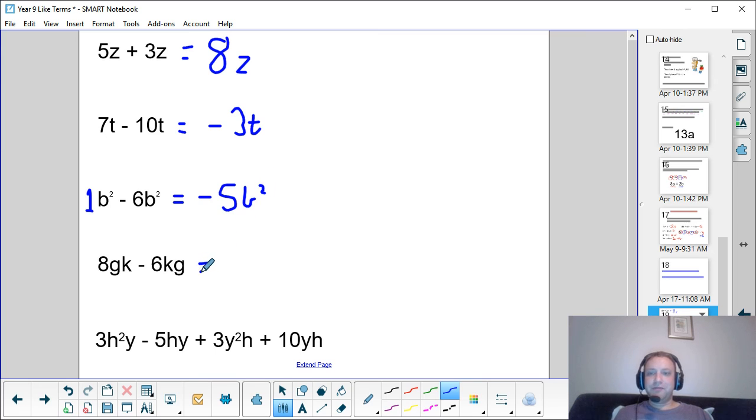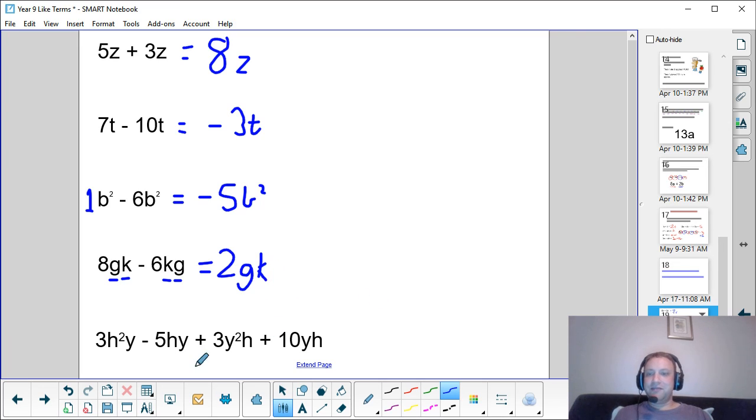All right, in this example, again, we've got like terms. They're just written differently. Both of these terms have a g and a k inside them. Okay, just they're in the wrong order. We prefer to write things in alphabetical order if we can, so when we write our answer, we will. But because we've identified that they are like terms, 8 take away 6 is pretty elementary. There it is. And we'll go g, and we'll go k, and that question's done.